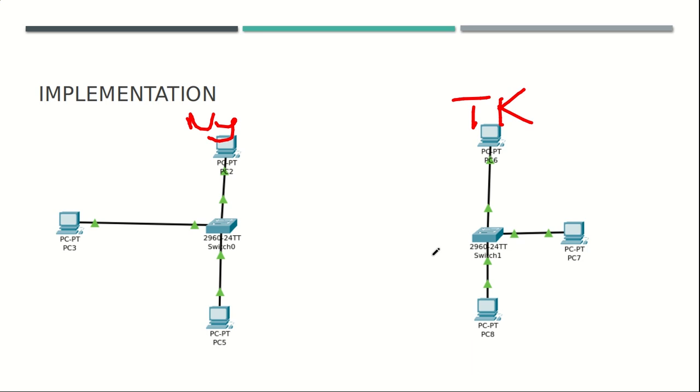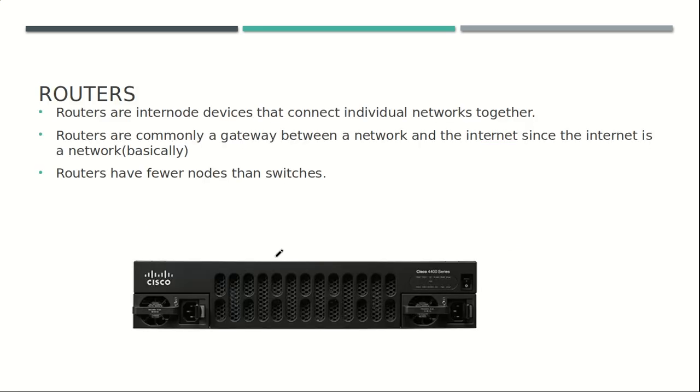But we still have an issue. I cannot communicate from the New York branch to the Tokyo branch. How do I bring that communication between the New York branch and the Tokyo branch? Well, here I need myself a router. A router is another internode that connects individual networks together. So normally it is a gateway from one network to the other.